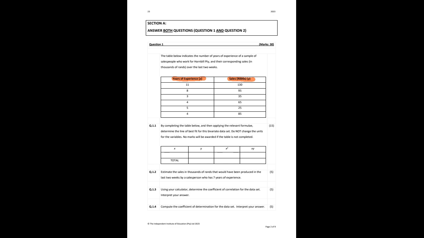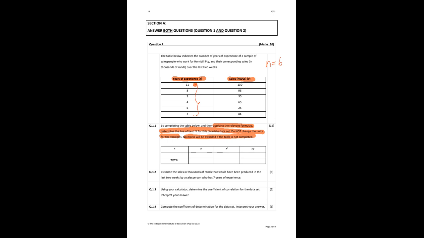So they've given you 6 values here, and that's from the fact that they listed out 6 values. So immediately here, n is equal to 6, which is your sample size. It's the total number of values that were provided to you. And then they said to you in question 1, by completing the table below and then applying the relevant formula, determine the line of best fit for the bivariate data set. Do not change the units for the variables, and no marks will be awarded if the table is not complete.